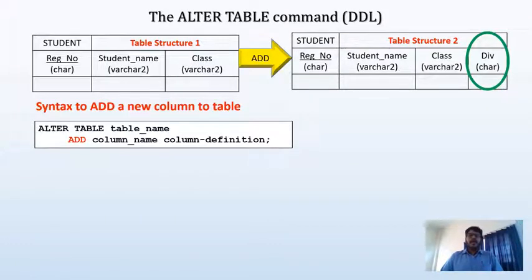After add, we need to specify the column definition by using the new column name, and we can also specify the column definition by using data type, size, constraint, etc. Right? What happens if I'm trying to add more than one column?